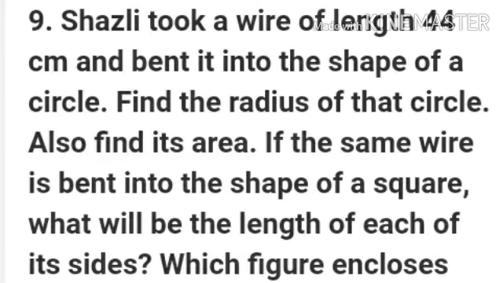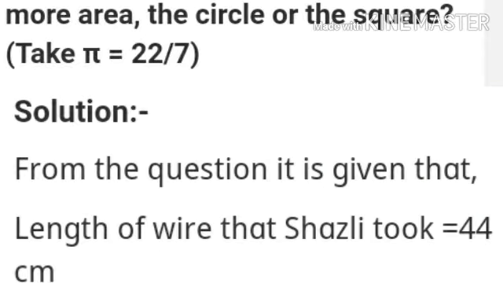Question number 9. Sajli took a wire of length 44 cm and bent it into the shape of a circle. Find the radius of that circle. Also find its area. If the same wire is bent into the shape of a square, what will be the length of each of its sides? Which figure encloses more area, the circle or the square? Take pi is equal to 22 upon 7.